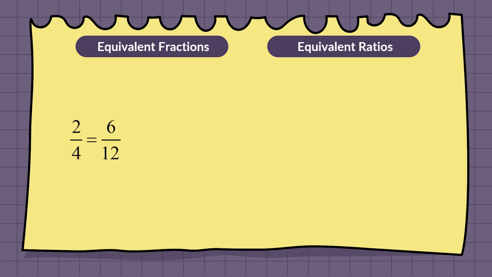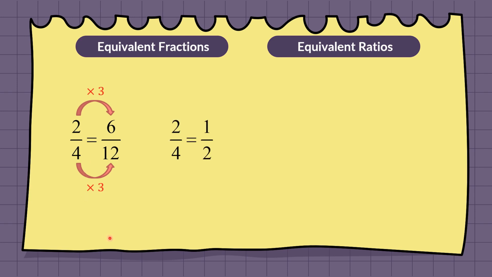In the fractions 2 over 4 and 6 over 12, we can see that they are equivalent fractions because from 2 to 6 we can multiply by 3 in the numerator, and from 4 to 12 in the denominator we can also multiply by 3. So in the numerator and denominator, we multiply by the same factor.